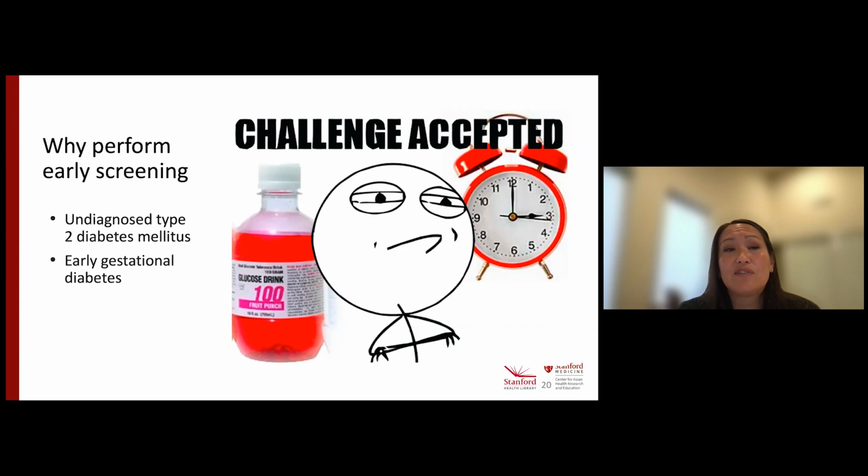And really it allows for the opportunity to start treatment prior to the standard screening time of 24 to 28 weeks. That would potentially decrease the fetal exposure to hyperglycemia, because as we've been talking about before, we know that treatment can improve outcomes. And so it's extrapolated that early screening could assist in improving these perinatal outcomes.